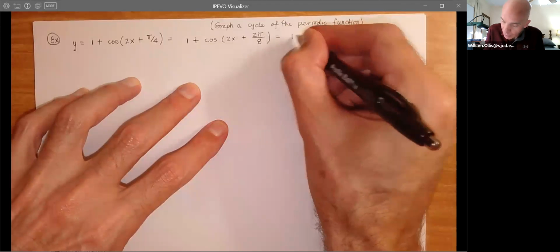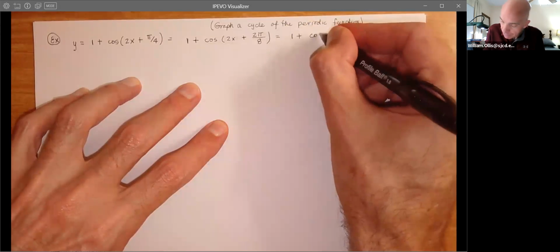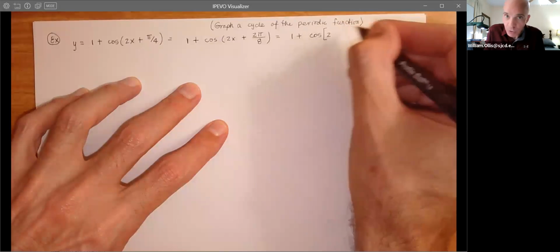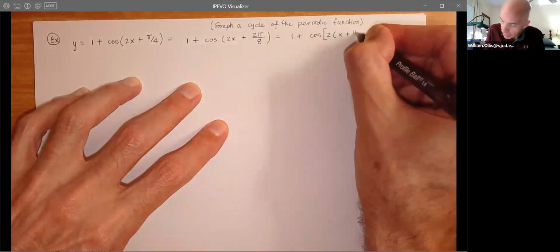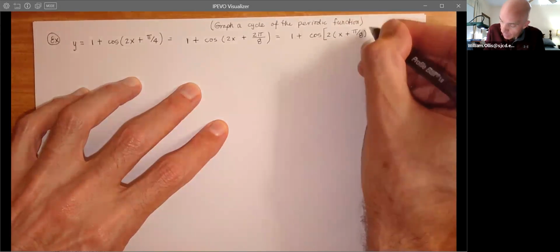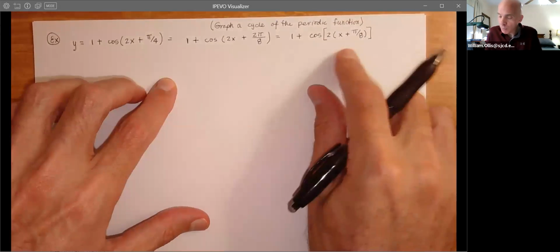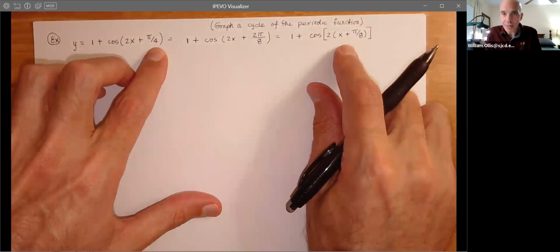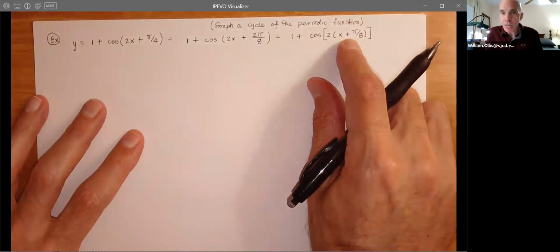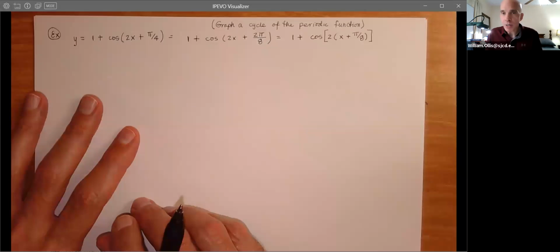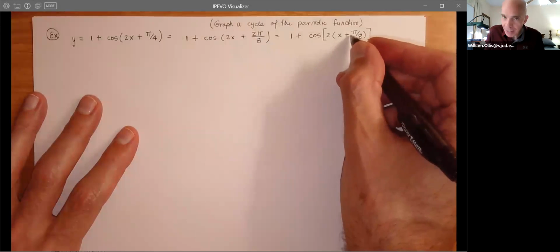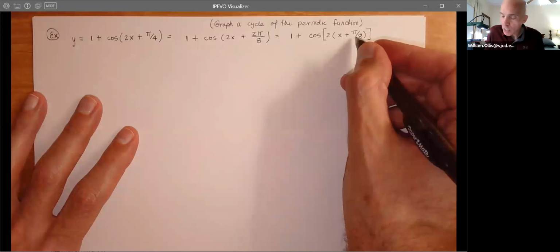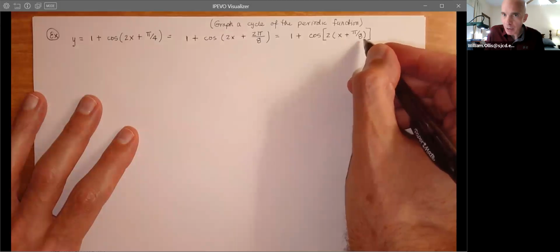So this will give us 1 plus cosine. And now we can factor the 2 to get the k. And that leaves us x plus pi over 8. So again, when you multiply through, you get your pi over 4 and your 2x as we had before. But notice this is a plus, so this will be a minus minus, which will give us a shift to the left. So again, the idea here, if you want to think about this, this is right back where we have f of x plus h. So this is going to be a left shift by pi over 8.